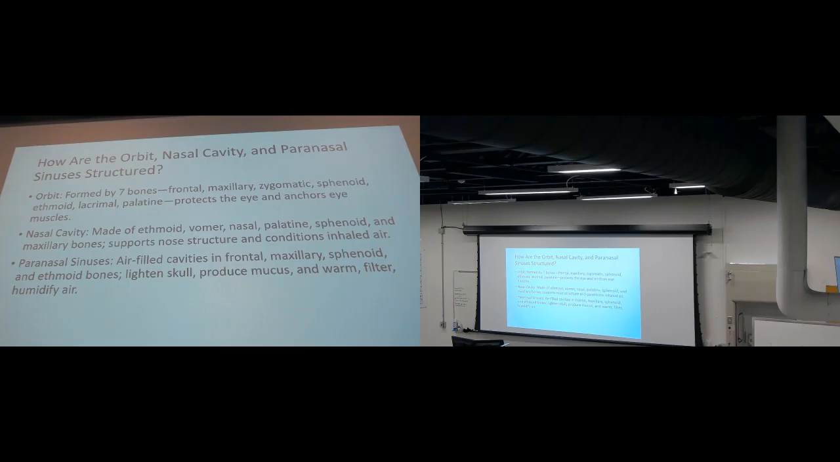So now let's look at the orbit, nasal cavity, and paranasal sinuses. The orbit, as I told you before, is formed by 7 bones, some tiny, like frontal and maxillary, which are large parts of the orbit, and zygomatic as well. But the rest, sphenoid, ethmoid, lacrimal, and palatine, form a tiny portion of the orbit. They help to protect the eye and anchor the eye muscles. I think I went through this before. That's why I kind of remember it.